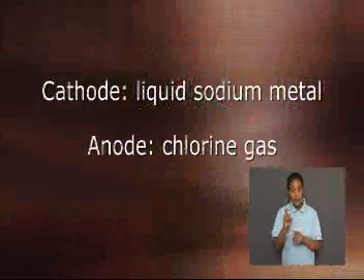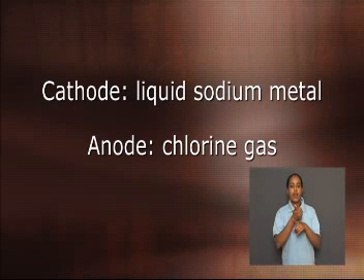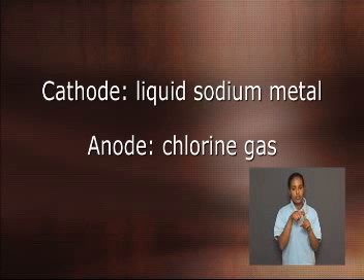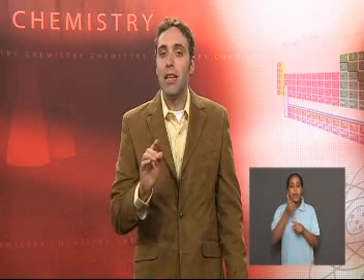Welcome back, students. Were you able to name the substance that is formed at the cathode and the substance that is formed at the anode of a Downs cell? If you said that liquid sodium metal is formed at the cathode and chlorine gas is formed at the anode, then you are correct. Let us do another activity. Explain how sodium metal is obtained from a Downs cell.